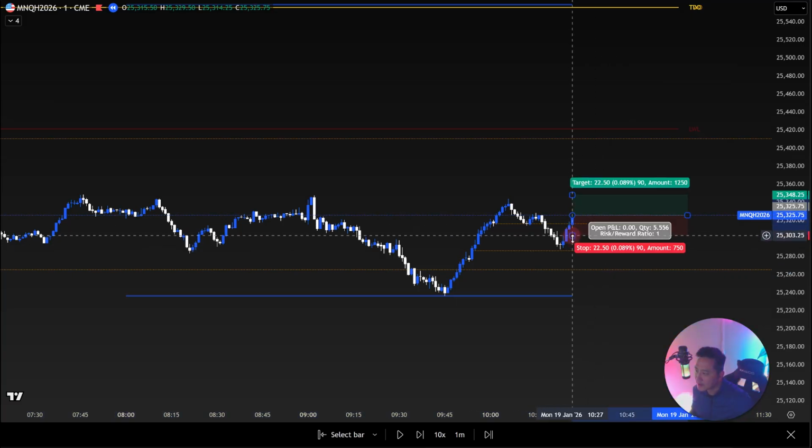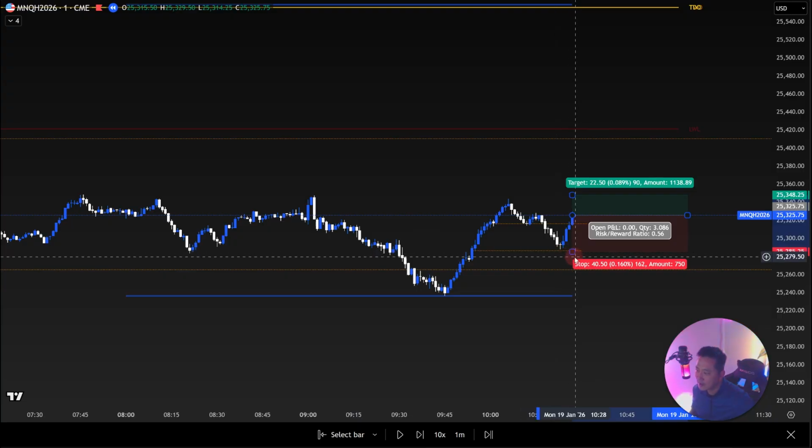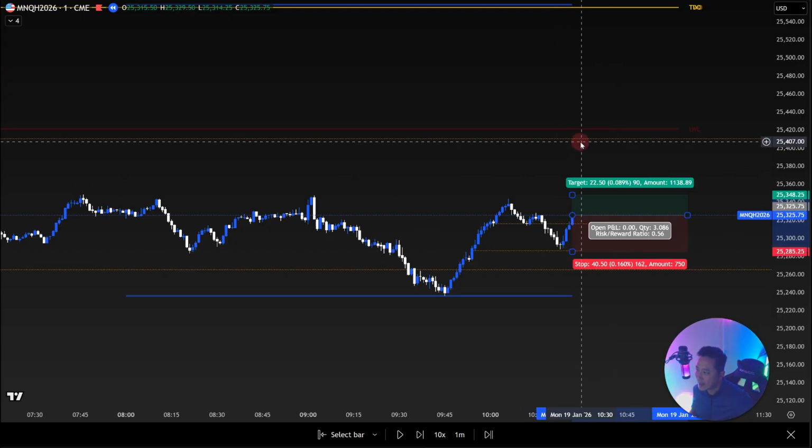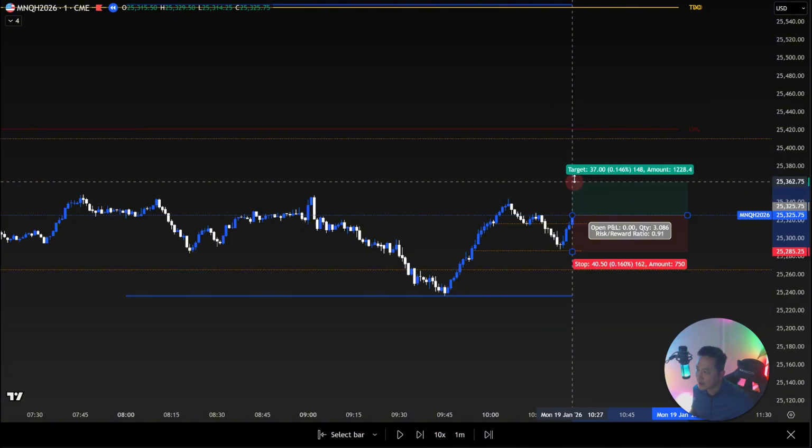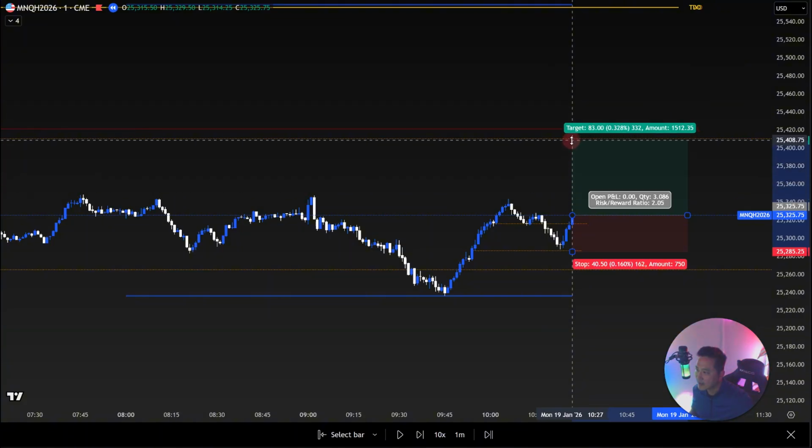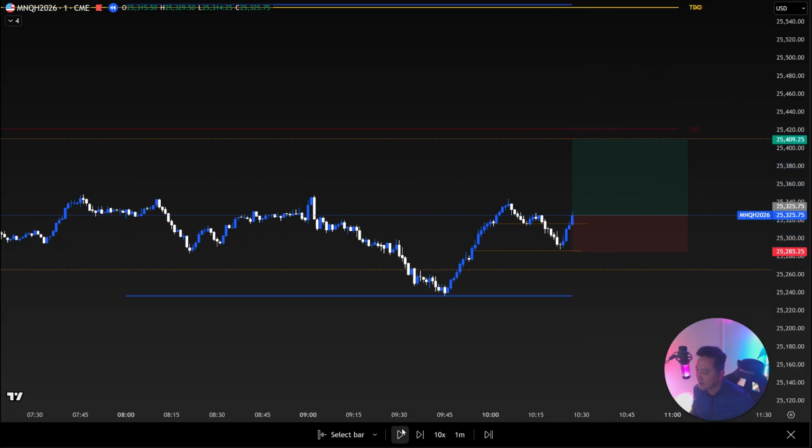So I can look to enter my trade right there on that closure. My stop is going to go just below this low here, about 40 points, okay? And then my target is the opposing range high. Okay, that's going to give me just about 2R, so that's fantastic. All right, so let's play this forward.